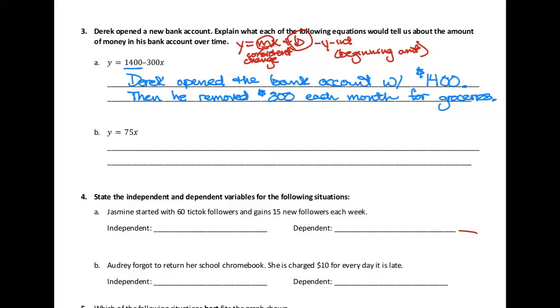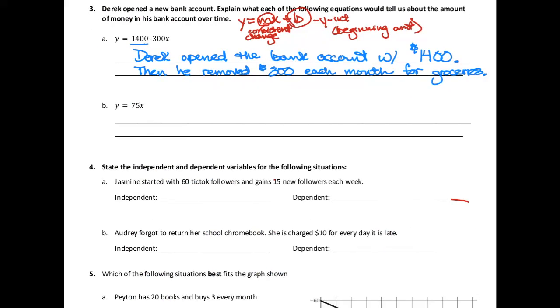Okay. All right. So then y equals 75x. What is my y-intercept here? Now, it's still the same Derek, but this is a new equation. Okay, new equation. So, it's a new monetary situation.